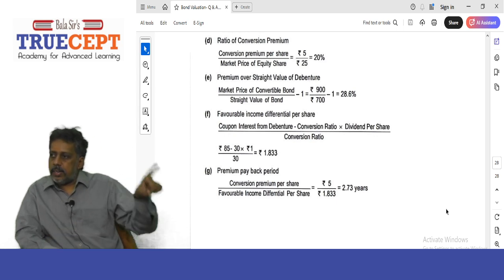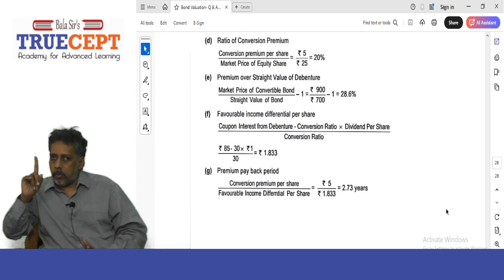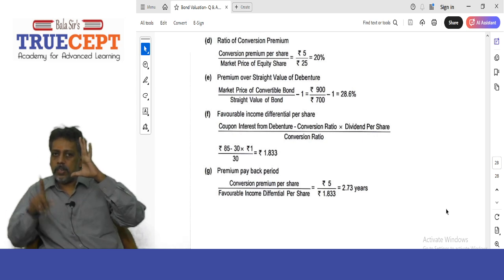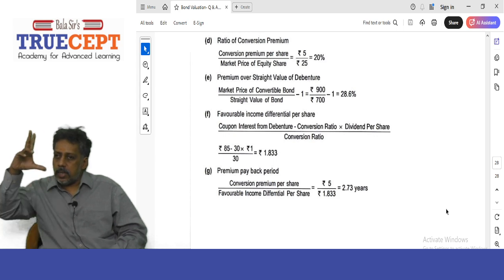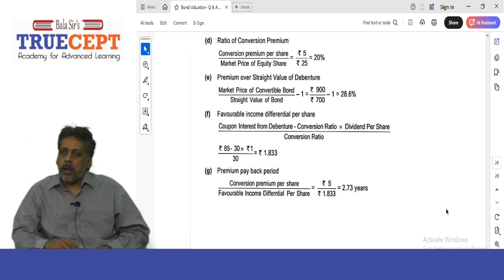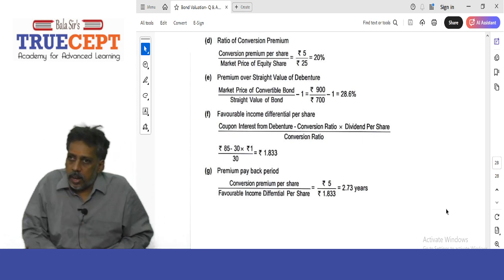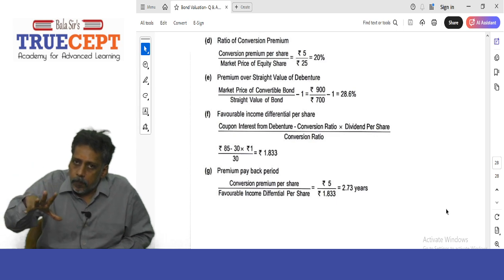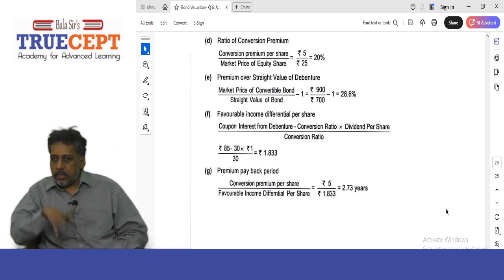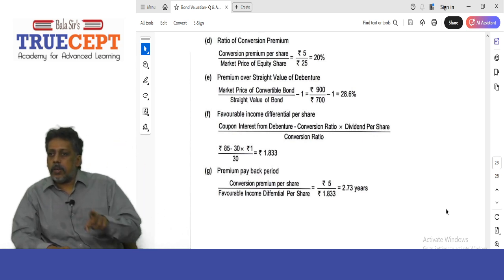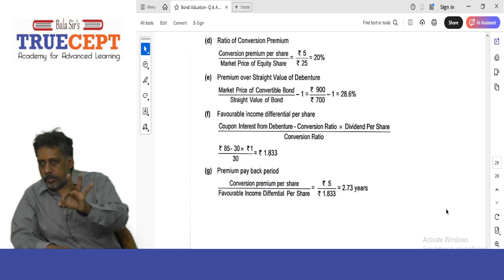And what is the dividend expected per share? 1 rupee. What is 30 shares into 1 rupee? 30 rupees. Only 30 rupees you will pocket in dividends, right? But how much are you earning in coupon? 85 rupees. You're earning how much extra? 55. You're getting 55 rupees extra on these bonds as coupon. And still you have an option to buy how many shares? 30 shares, right?